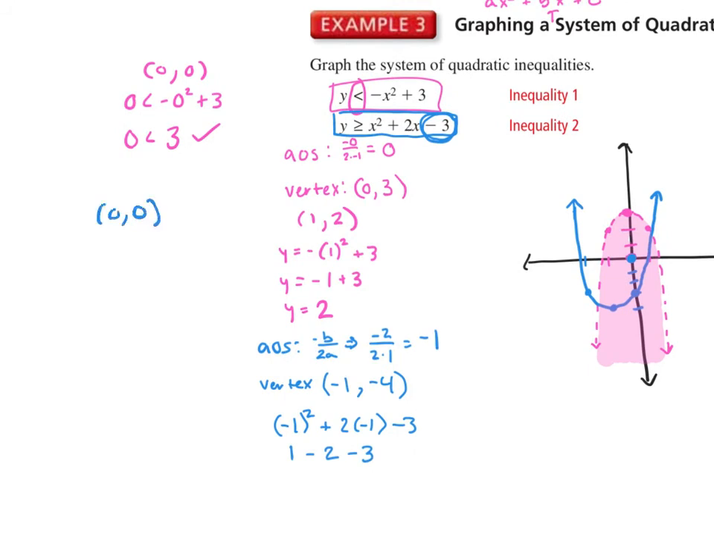So I have 0 in for y is greater than or equal to 0 squared plus 2 times 0 minus 3. So 0 is greater than or equal to -3. Is this true? Yeah, 0 is bigger than -3. So that's true. So where am I going to shade? The inside.